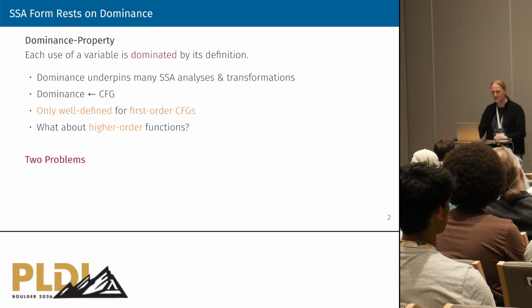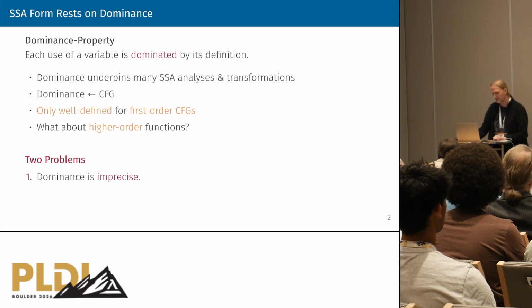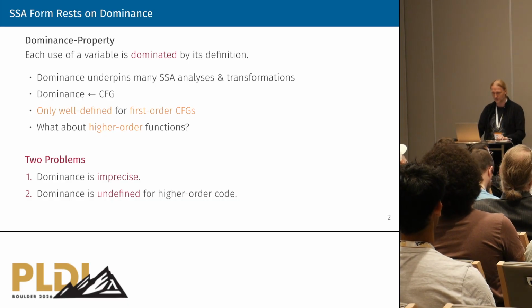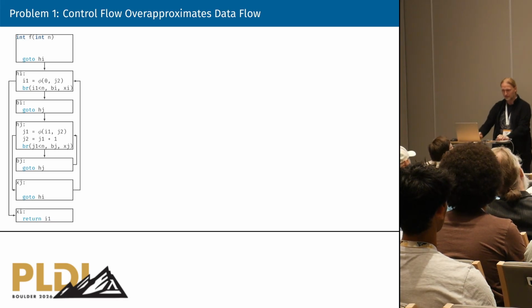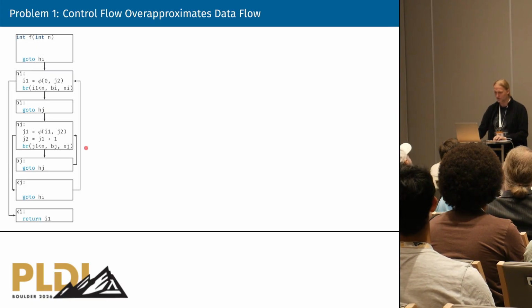With this concept of dominance, there are two problems that I'm going to elaborate a little bit more in a minute. First of all, dominance is imprecise. And second, dominance is undefined for higher order code. Control flow overapproximates data flow. I have a little example here with two nested loops.